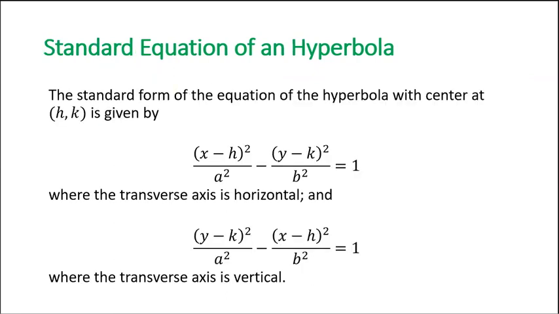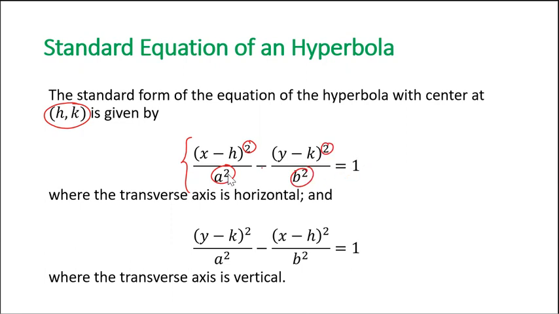So just like the other conic sections, the hyperbola also has a standard form. The standard form of the equation of the hyperbola depends on its center, capital C, which has the coordinates (h, k). And the standard form of the hyperbola is given as follows. It is (x - h)² over a² minus (y - k)² over b² is equal to 1.